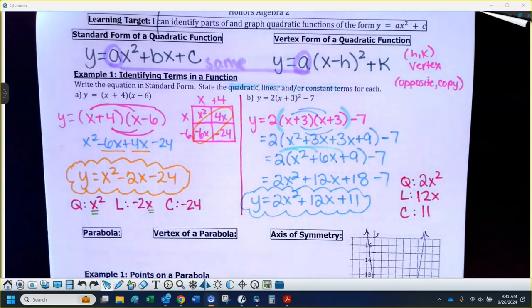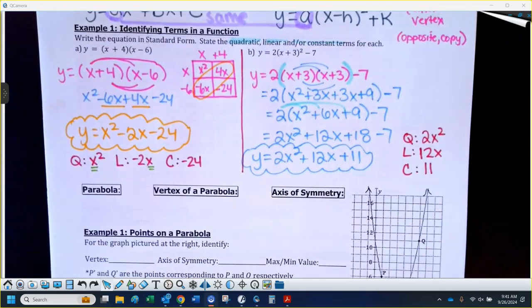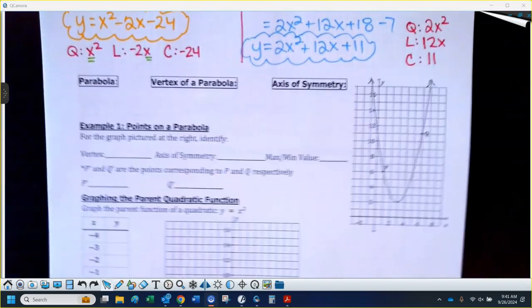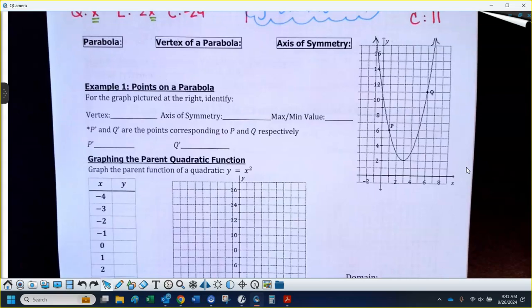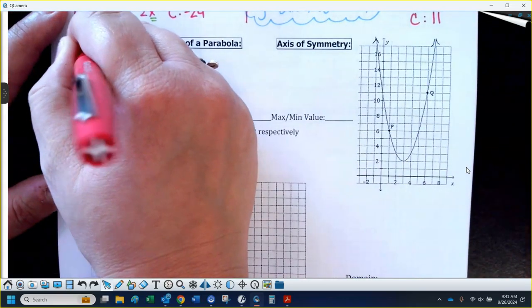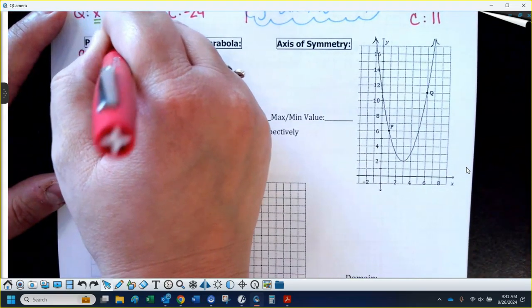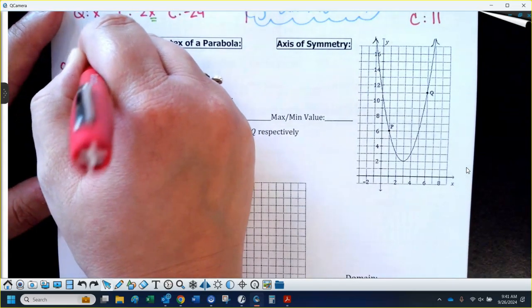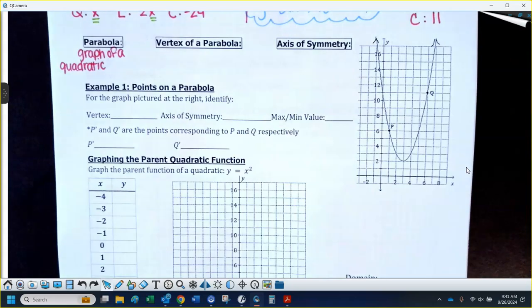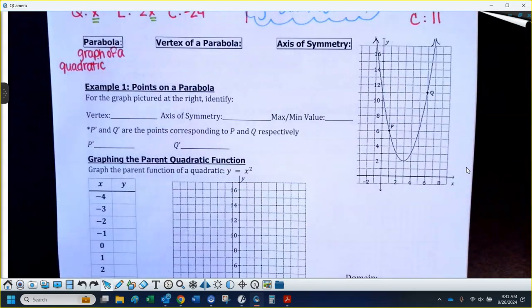Okay, so just a little tiny bit of algebra, and that's pretty much all the algebra we're going to do today. The rest of this is about the graphs of a quadratic, which is the definition of a parabola. A parabola is just the graph of a quadratic. Does anybody know what the shape of a parabola is? Riley? Yes.